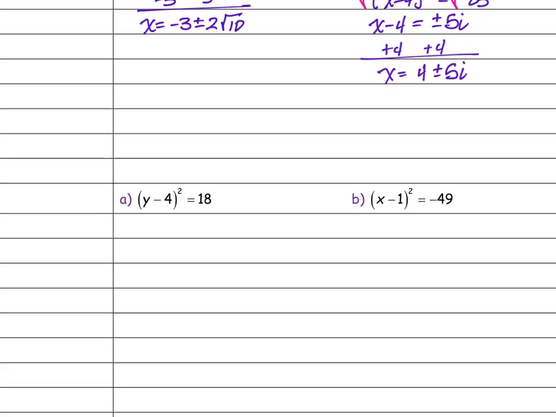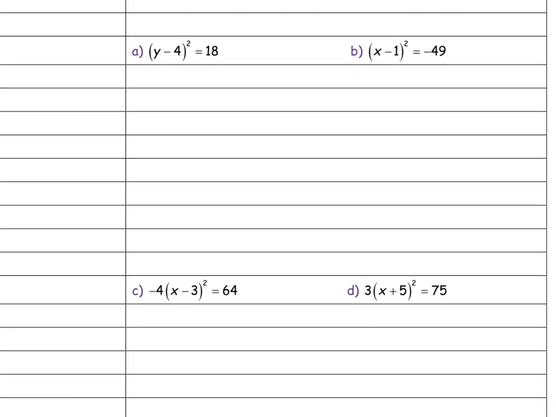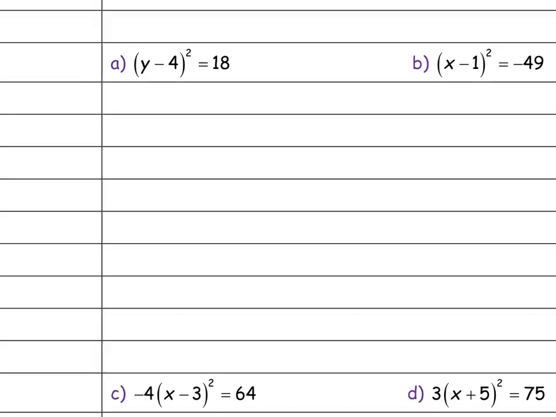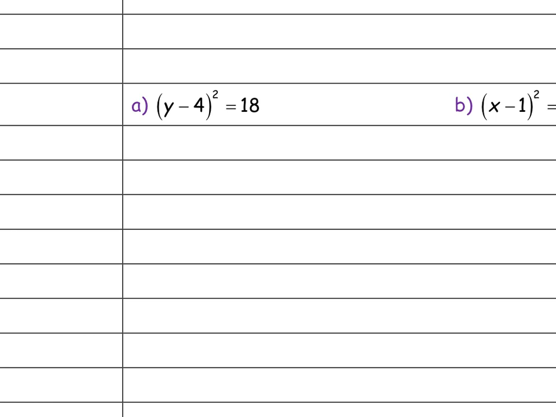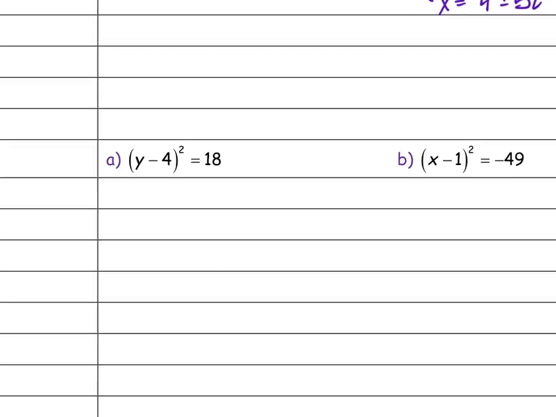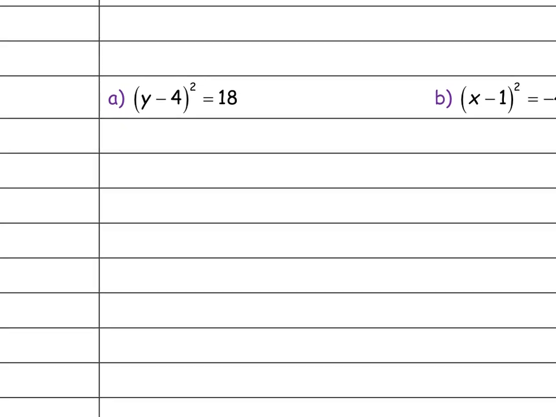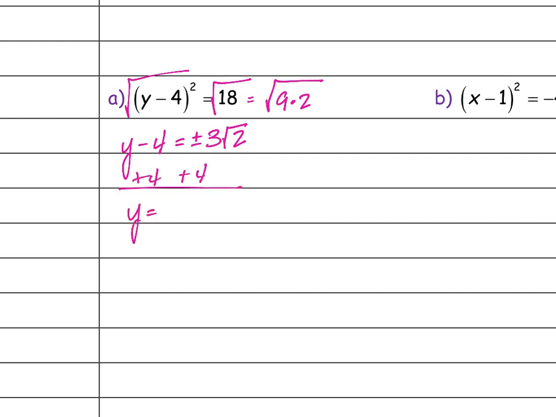Okay, so I think you guys have 4 problems right here. But good job on the rest of them. So here we go. So I've got a square root, a square, so I'm going to square root it. So this gives me y minus 4 equals, and 18 is 9 times 2. The square root of 9 is 3, so 3 root 2. So I'm going to add 4 to both sides. So y is going to equal 4 plus or minus 3 root 2.